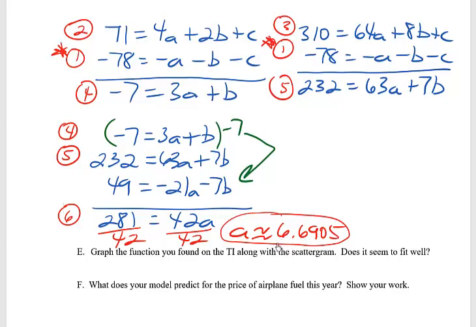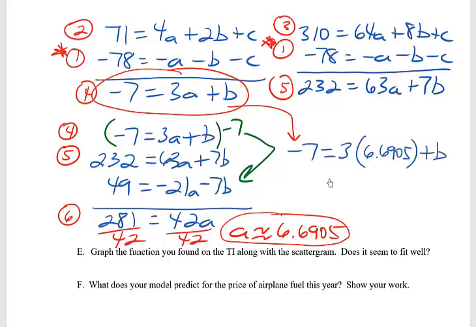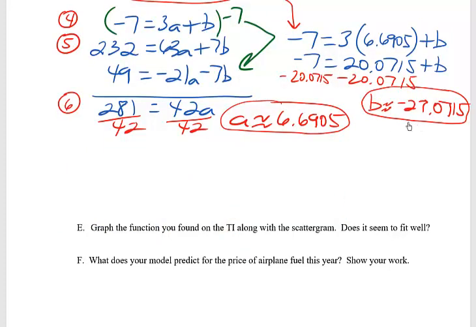Our next step is to find B and C. Let's see, for B, I would go back to either equation 4 or 5. Equation 4 looks pretty good to me. So I recopy equation 4, but fill in my A number. And then I'll just need to use my calculator and some algebra to help me finish this off. I got a little bit more than 20 for that decimal, and then just subtract that from both sides, and we're all set. I got B as about -27.0715.